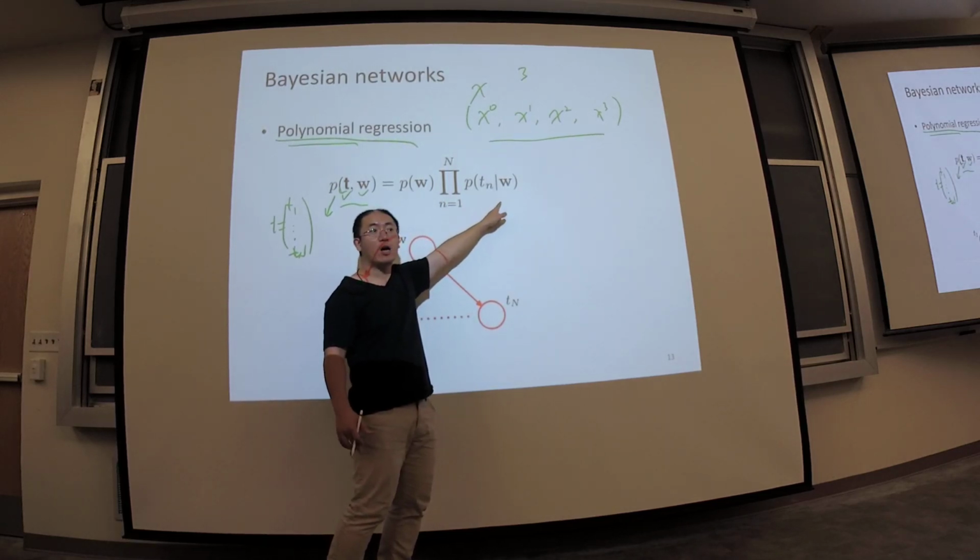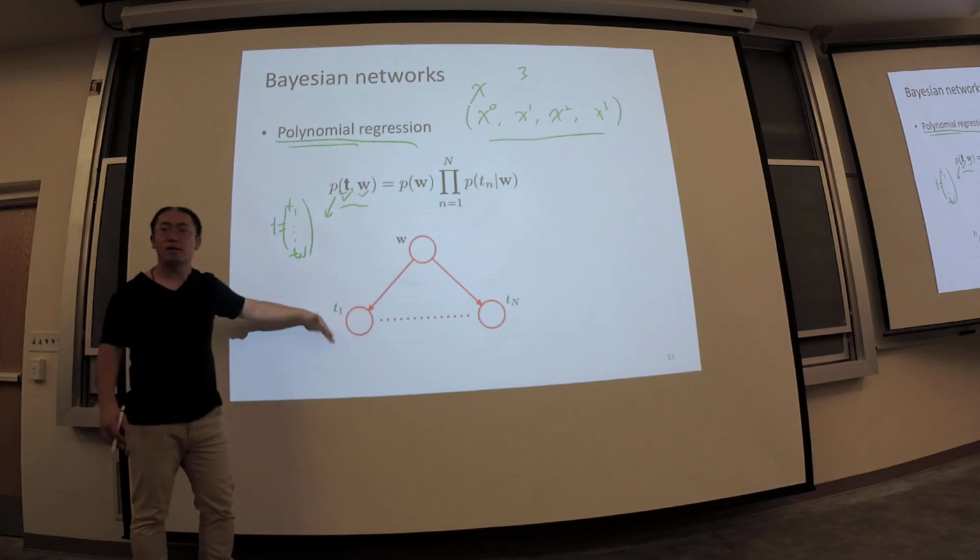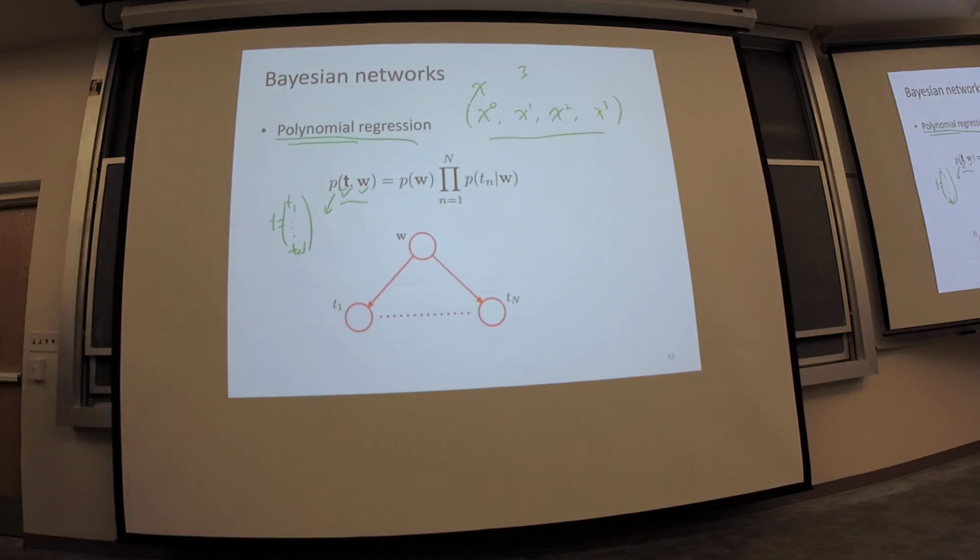Right? So how do we represent this in terms of the Bayesian network? First we draw a circle that's null, representing W. And then given W, we sample each of the labels, so t1 to tn. Each circle, each node, represents a particular label. That's it. Any question at this point?